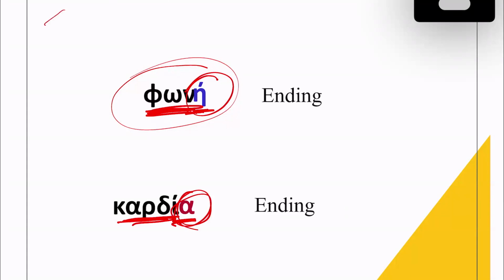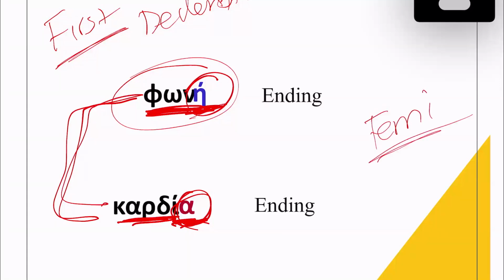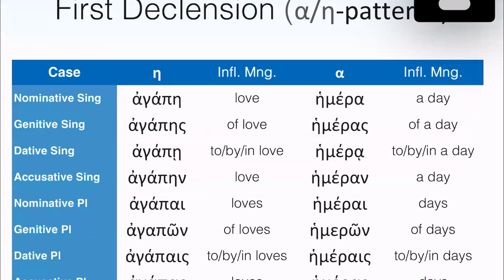And so in our first pattern, first declension words, they have either an eta ending or an alpha ending. And both of these are feminine. Okay, so an eta pattern or an alpha pattern. And so here is what it looks like when these two patterns actually decline. We'll start with the eta pattern.